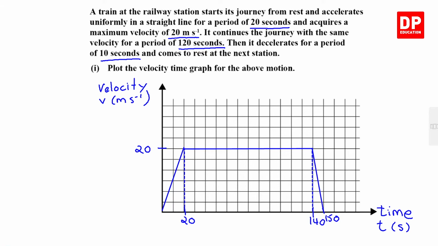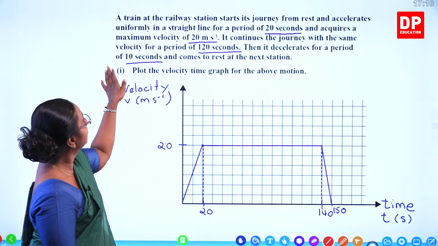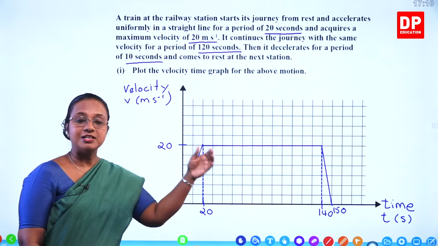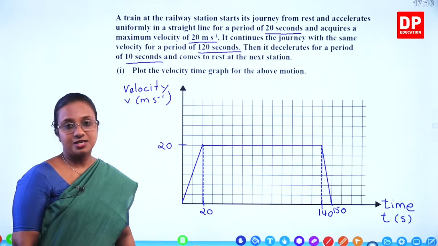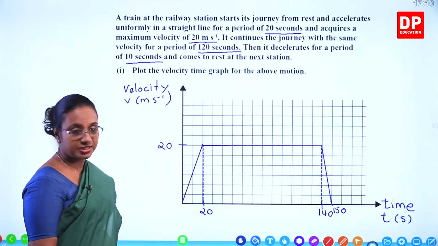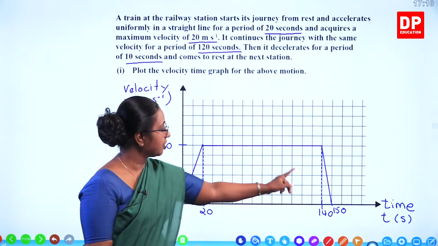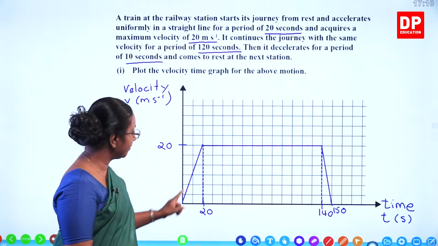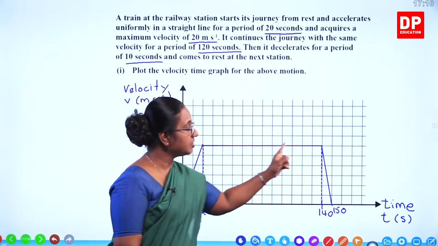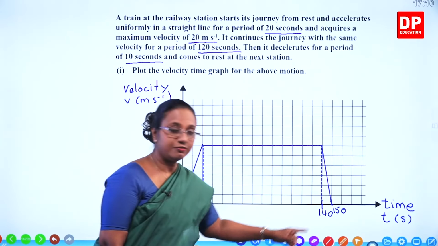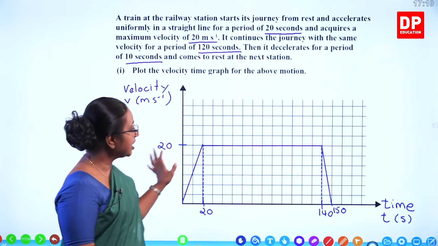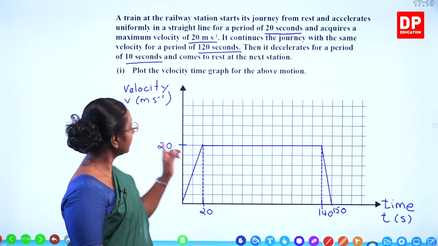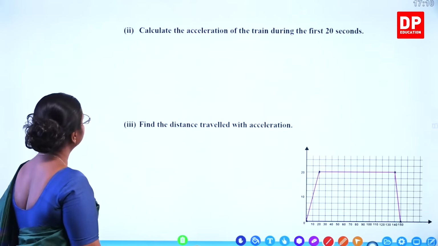So, this will be the graph for the movement of the train, starting from one station and stopping in the next station. So, this is the velocity time graph with three parts of the motion. Acceleration where velocity increases, so uniform acceleration, then constant velocity and uniform deceleration. And the shape of the curve is going to be a trapezium. We will go to the next part.